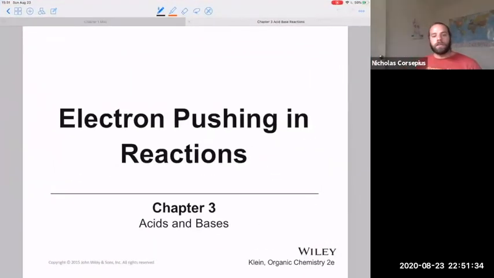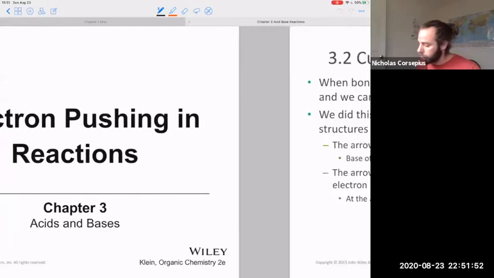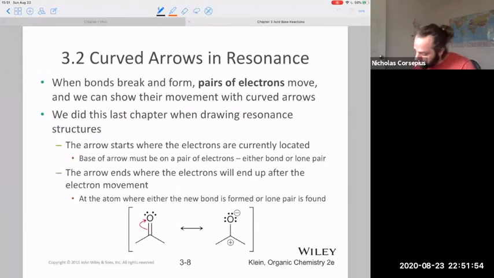All right, so now we're going to talk about incorporating electron pushing, those curved arrows, into our reactions. This is going to create what are called reaction mechanisms. This is a skill that we learned first with resonance. Now we're carrying that electron pushing skill into chemical reactions. Okay, so let's take a look at what that would look like here.